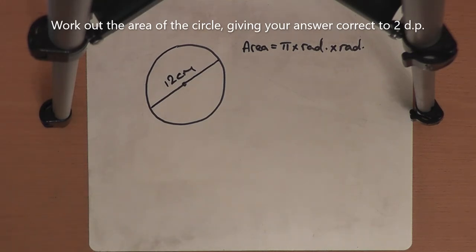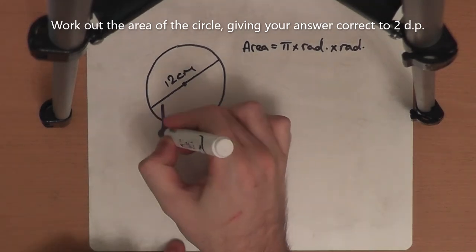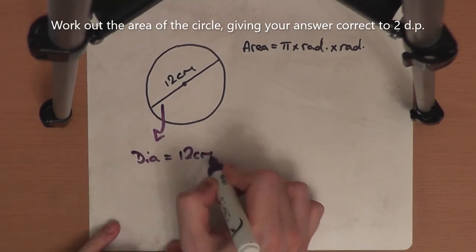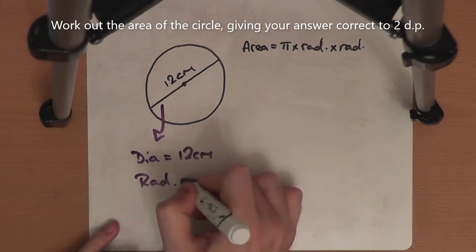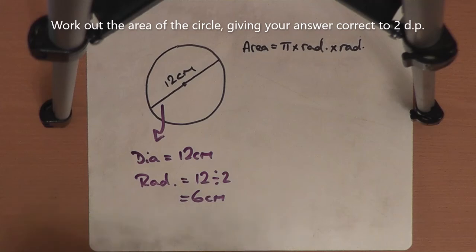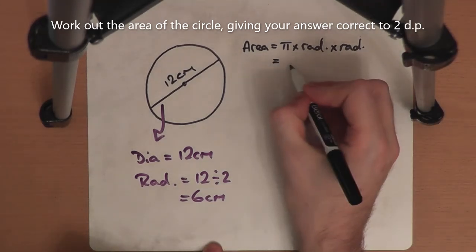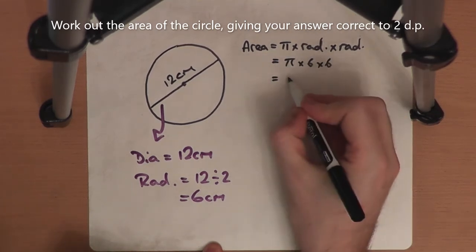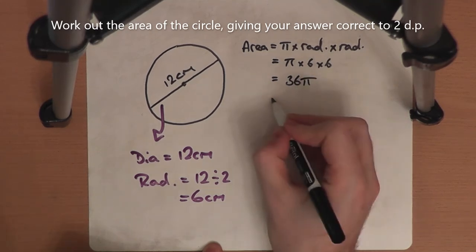We are given the diameter, and we cannot use the diameter in these area questions because the formula wants us to use the radius. So we have to work out the size of the radius. Well, if the diameter is 12 centimetres long, then the radius must be half as much. It must be 12 divided by 2 is 6 centimetres in length. Therefore, our area is going to be calculated by doing pi times the 6 times the 6. 6 times 6 is 36, so 36 pi.